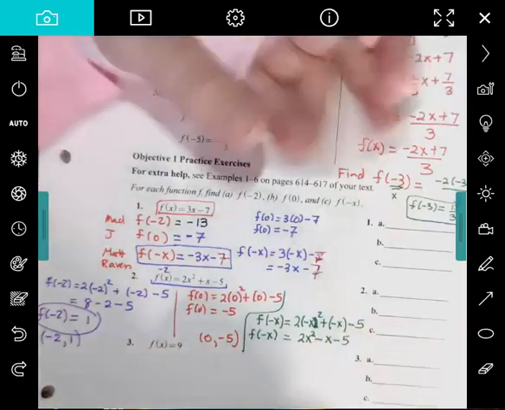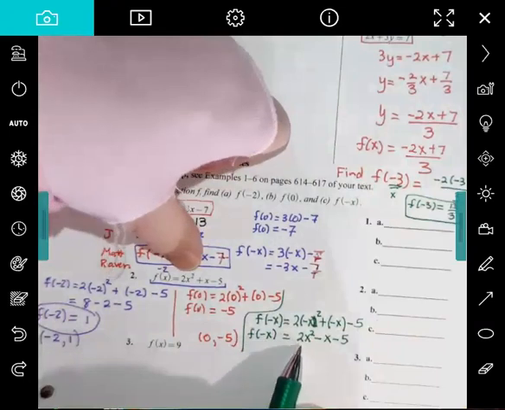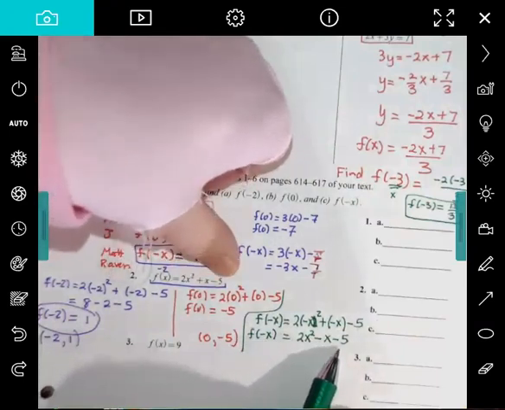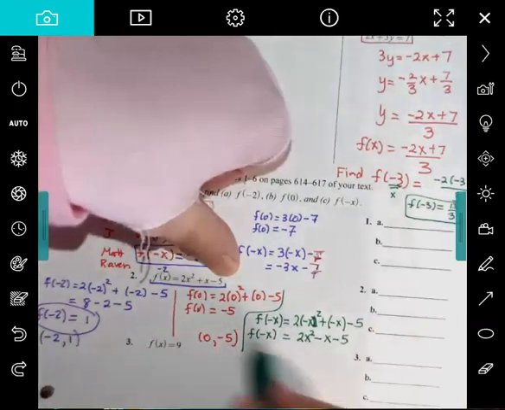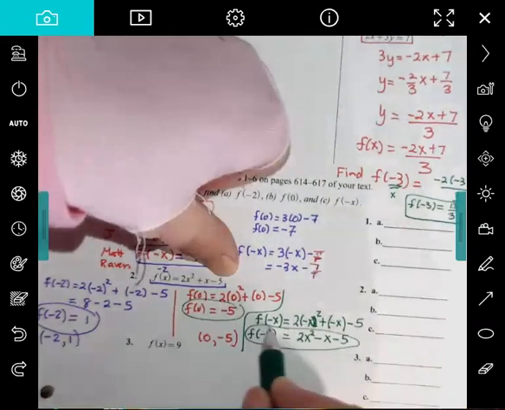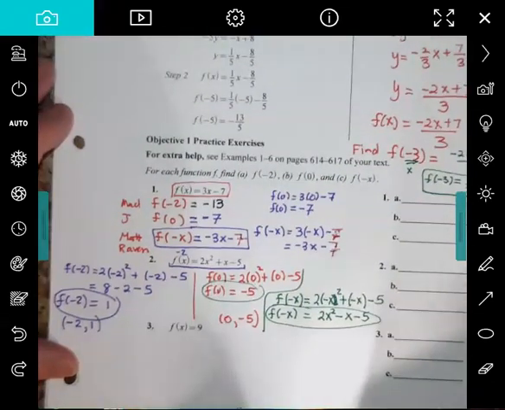So it only changed slightly. It's the same with the 2x squared. That switched to a negative, and that stayed the same. So I would circle these like that, or put them in my answer blank.